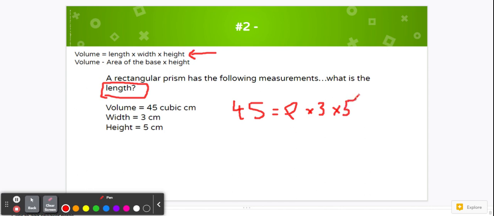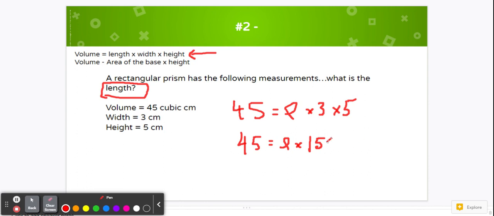So on these ones, this looks sort of confusing right now, but I would encourage you to do what you know first, and then we'll get to the rest. So I know that 45 is still going to be here. I don't know what to do with L yet, so I'll leave it. But I know 3 times 5 is 15, so I'm going to go ahead and do 15. And that kind of simplifies my equation a little bit.